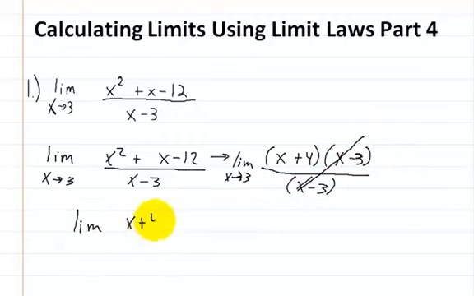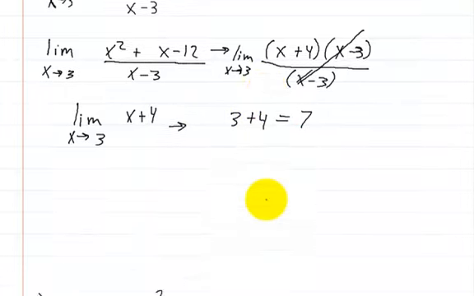the limit of x plus 4 as x approaches 3. So that's going to be equal to 3 plus 4, which is going to be equal to 7. And that's how you solve that one. So let's go on to the second one.